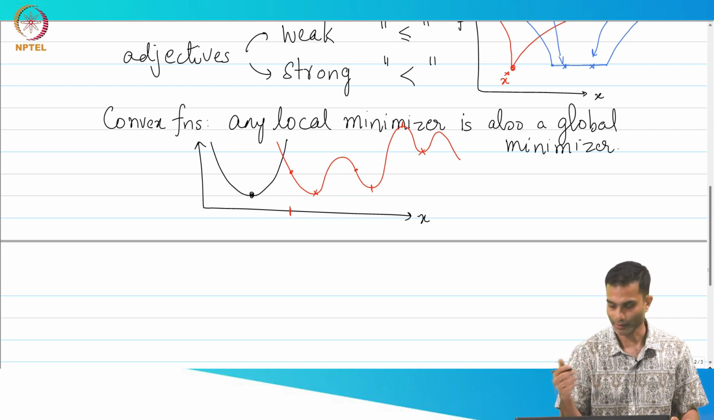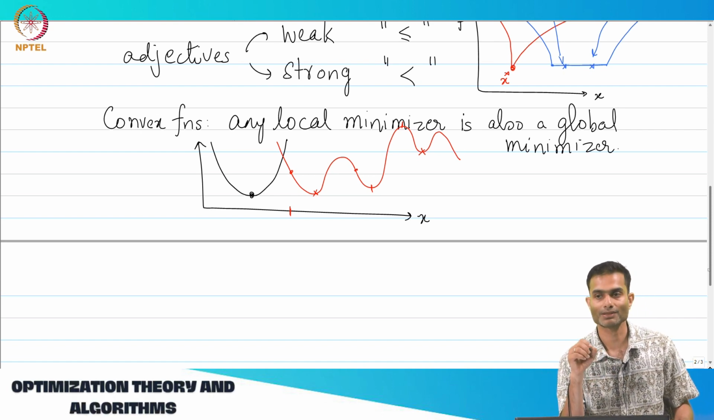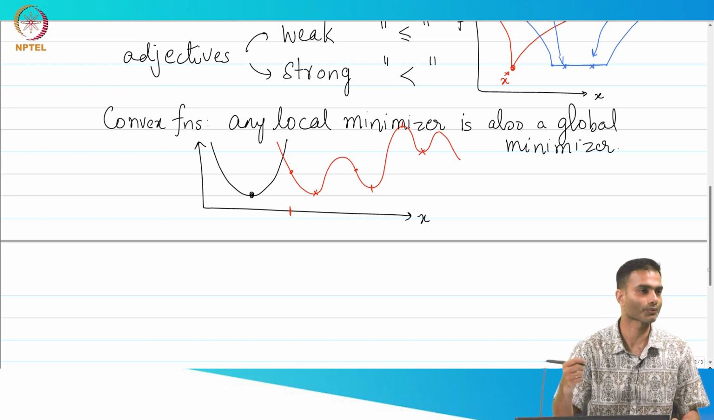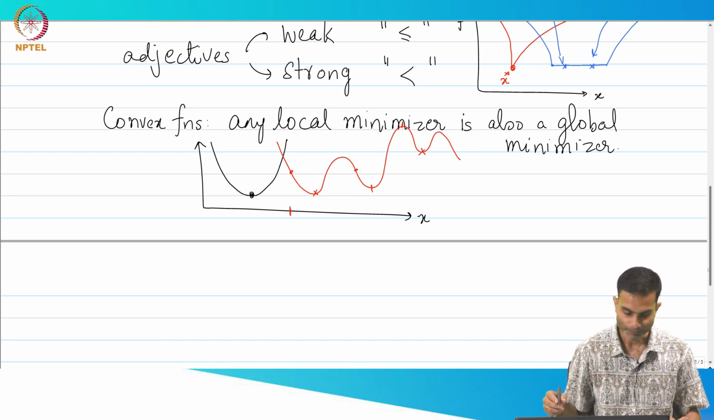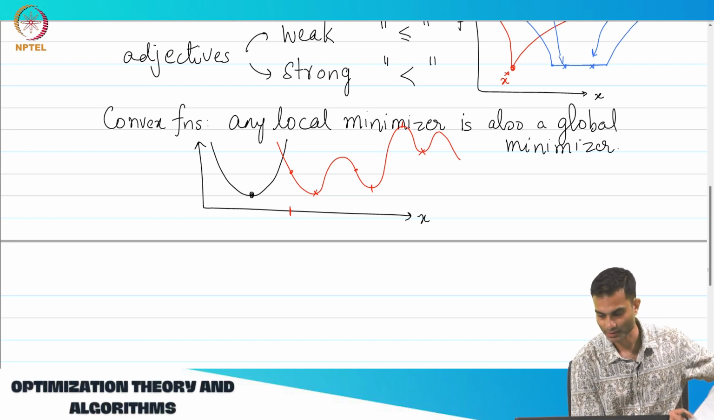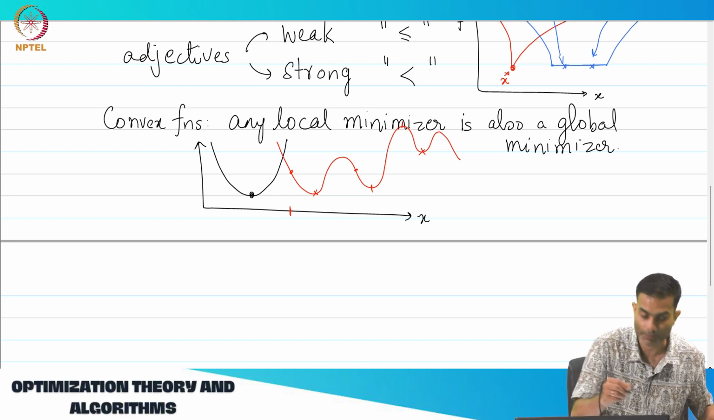There is something called, many of you might be familiar with this phrase, the curse of dimensionality. As the number of dimensions increases, it becomes harder and harder for you to solve the problem. So this is what makes convex functions special. Any questions so far?